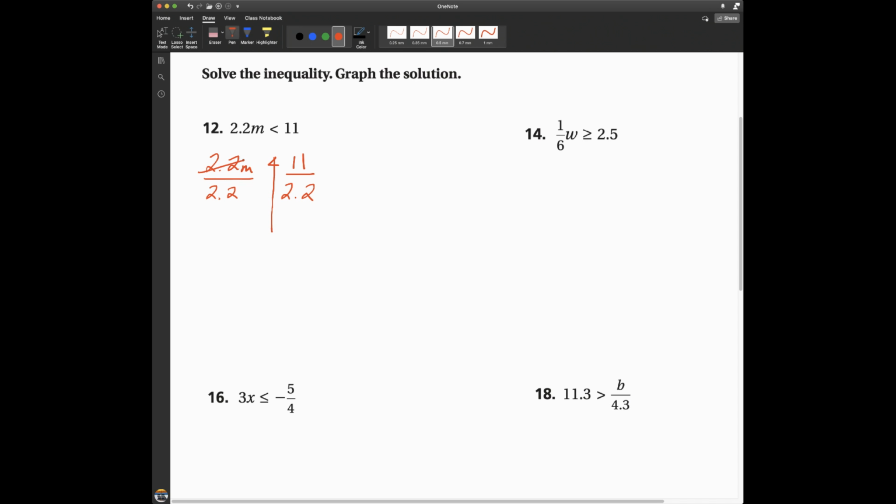So on the left-hand side, 2.2 in the numerator cancels with the 2.2 in the denominator, and I have 1 times m, which is m, and then m divided by 1, which is m. And notice I am dividing by a positive number, so the sign does not change. And then you can work this out in your calculators. 11 divided by 2.2 is 5. So m can be any number less than 5.